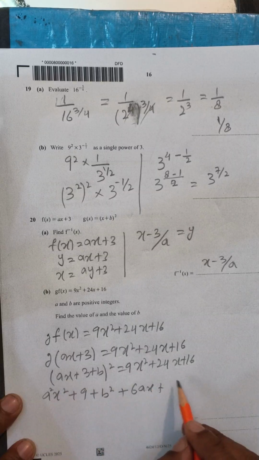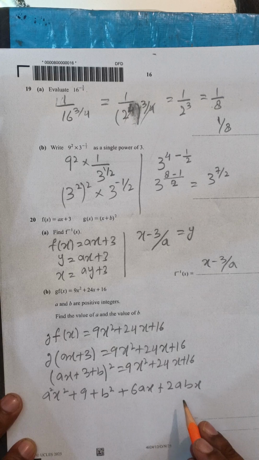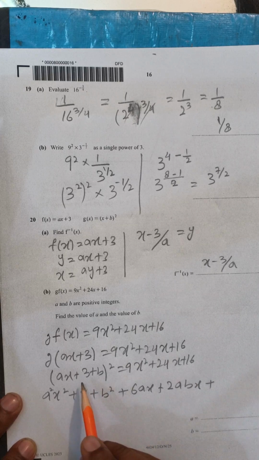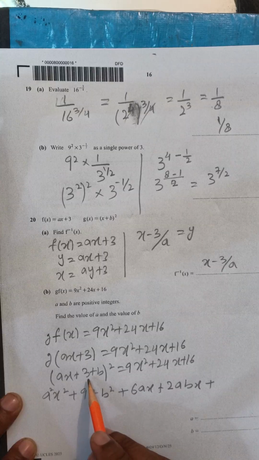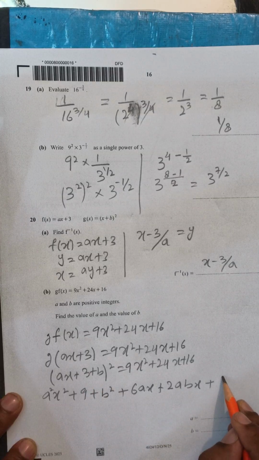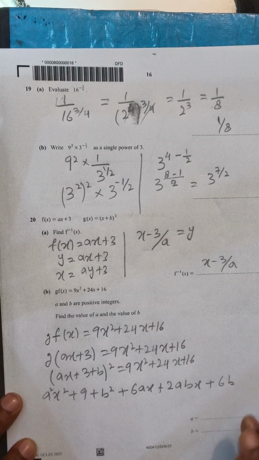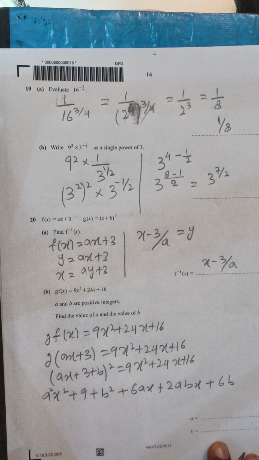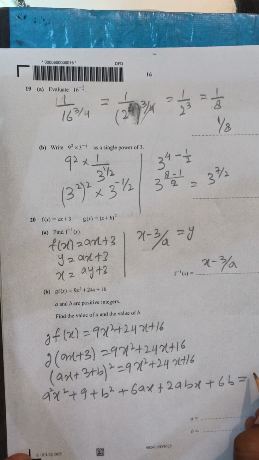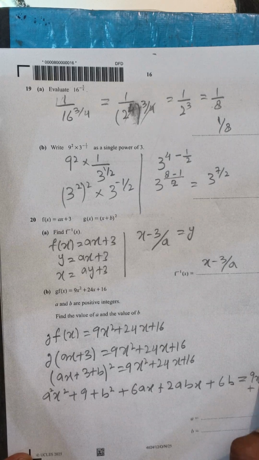Similarly, 2 times ax times b, so 2abx. Okay, 2abx. Similarly, now finally the last one is 2 times 3 times b, 2bc, 2 times 3 times b is 6b. That is 6b. Okay, so now it is equal to what? It is equal to the above equation, 9x square plus 24x plus 16.